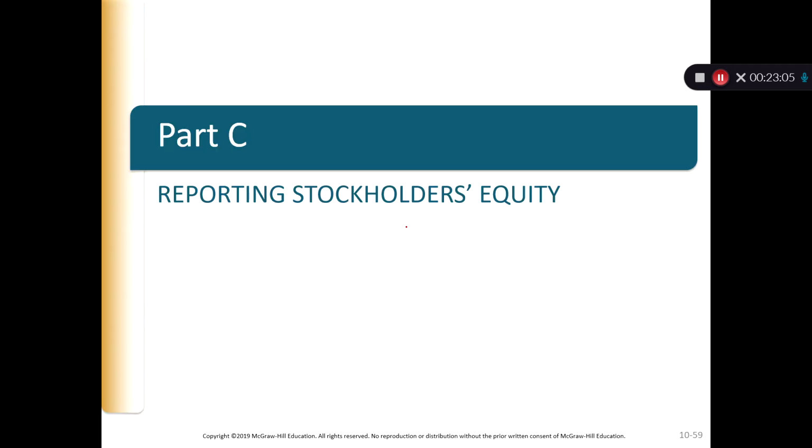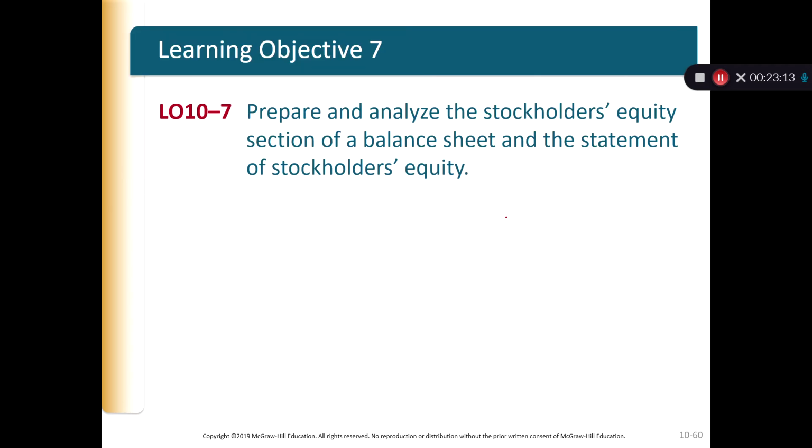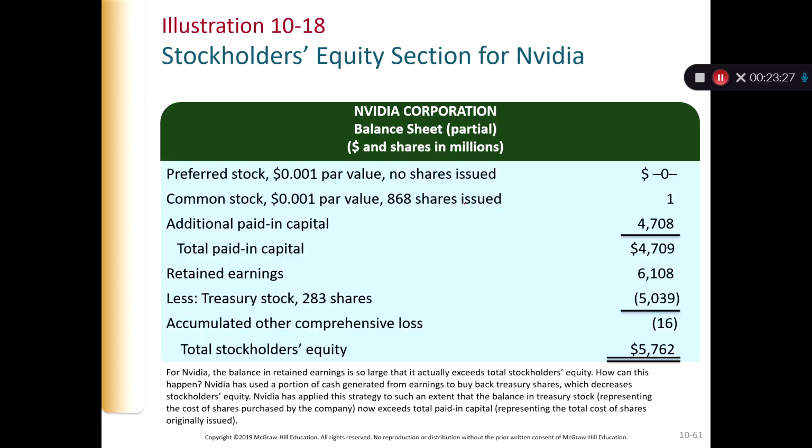Okay, so let's look at the reporting in part C. I'll just do one video. So part C is reporting stockholder equity. So how do we report now? First of all, we want to prepare and analyze the stockholder equity section of the balance sheet, and then we're going to introduce another statement called the statement of stockholder equity. So let's look at the stockholder equity section of this company, which is NVIDIA. It's going to be part of the balance sheet, in the equity section.